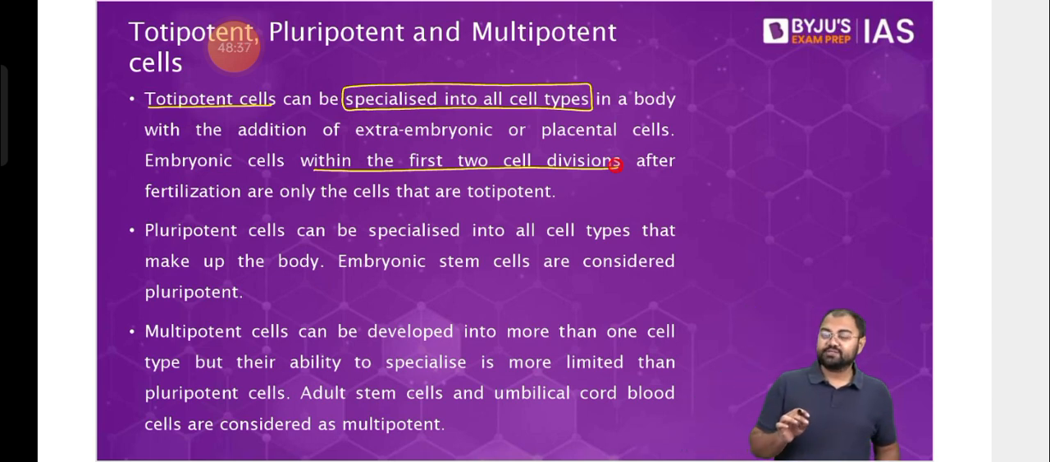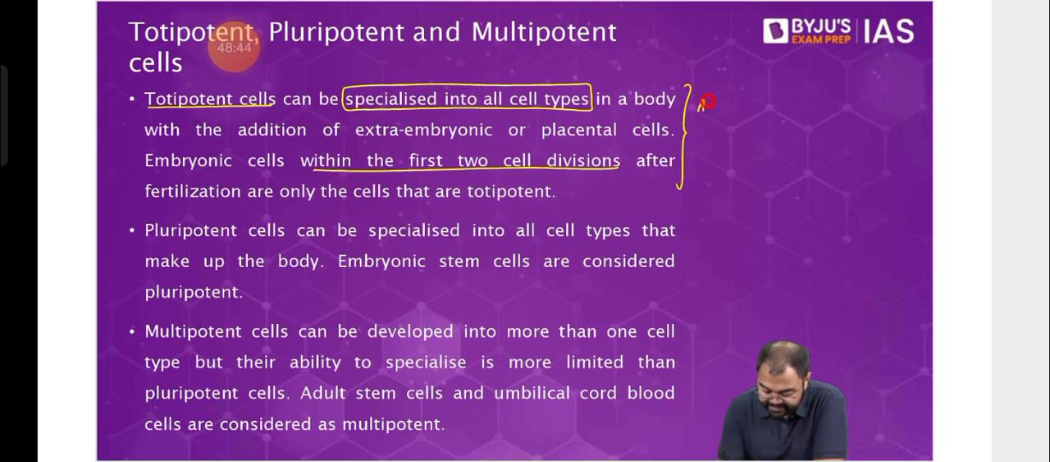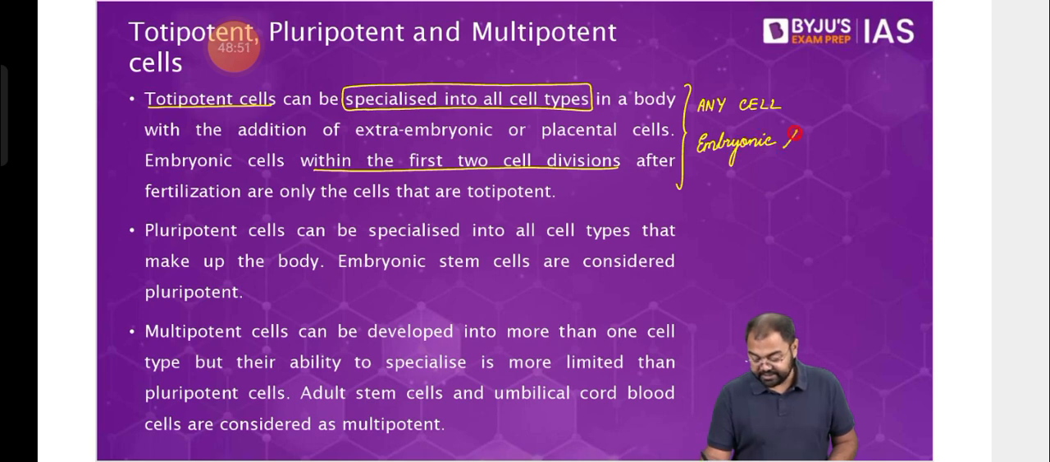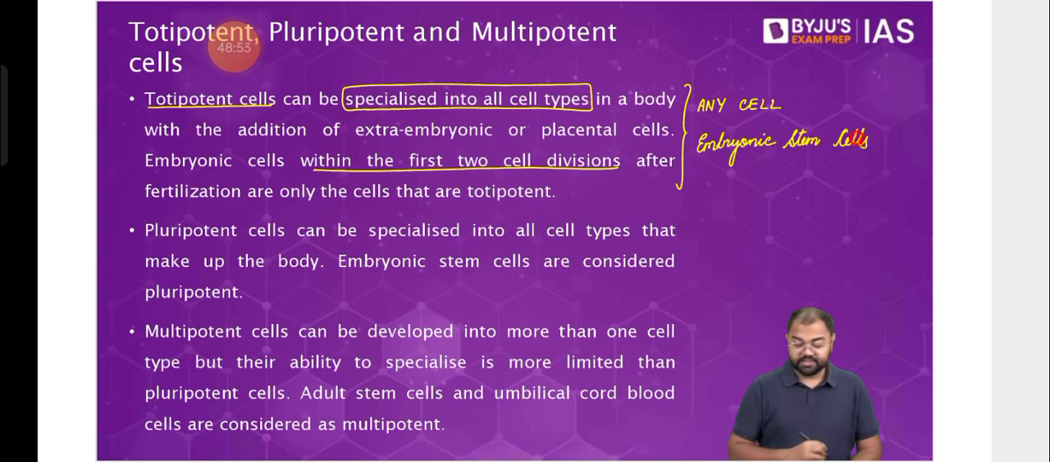So in case of totipotent cells, totipotent, as I said, is derived from the word total. It means that it can develop into any kind of cell. So largely these are embryonic stem cells. These are also called embryonic stem cells because these cells can only be derived from the embryos.